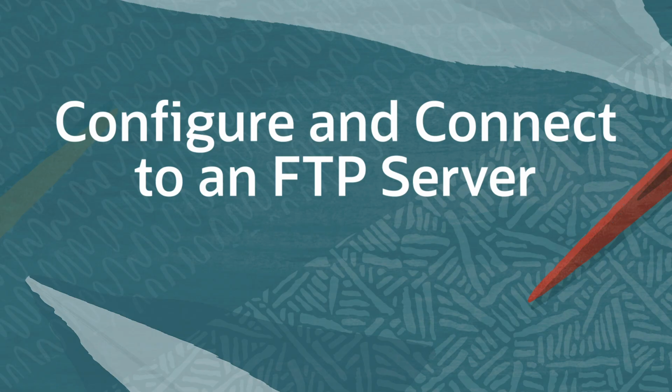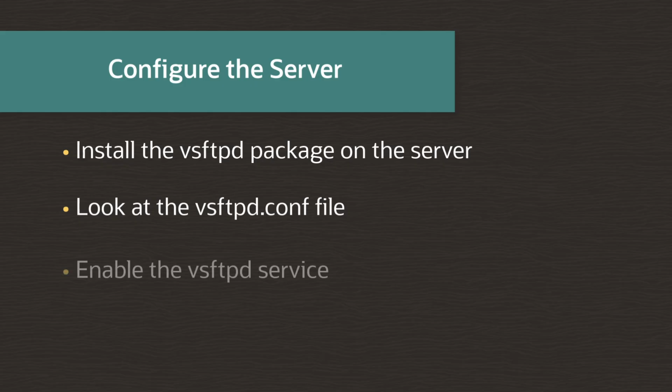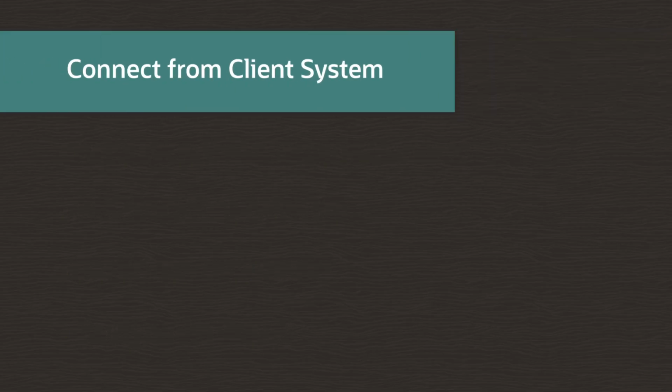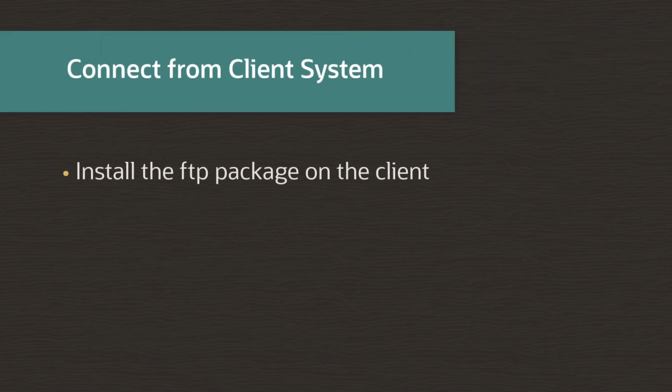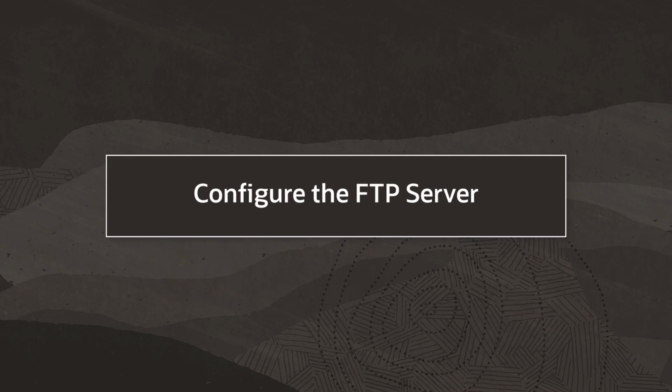In this video, I'll show you how to configure and connect to an FTP server on Oracle Linux. We'll install the vsftpd package on the server, look at the configuration file, enable the vsftpd service, and configure the firewall. Once we've set up the server, we'll then look at connecting to it from a client system. We'll install the FTP package on the client, connect to the FTP server, and then download and upload some files. So let's get started by configuring the FTP server.